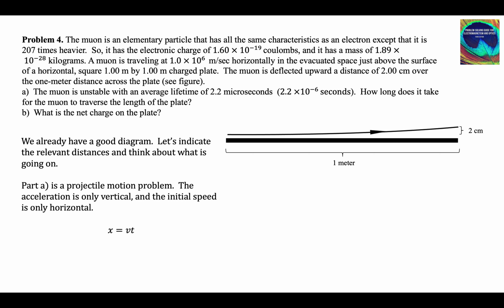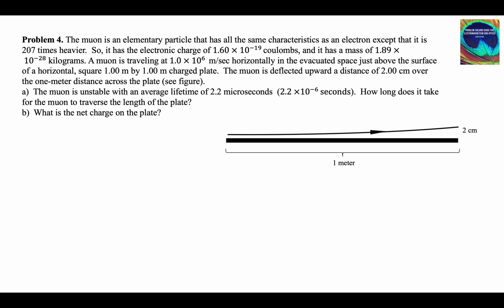X is vt, there is no acceleration in that direction. The muon's speed in the x direction is constant, and it's 1 million meters per second. So if you're going 1 million meters per second, and you go 1 meter, the time it takes is 1/millionth of a second. A microsecond, 10 to the minus 6 seconds, is 1 microsecond. It takes 1 microsecond for the muon to go across the plate. That's part A, the easy part.